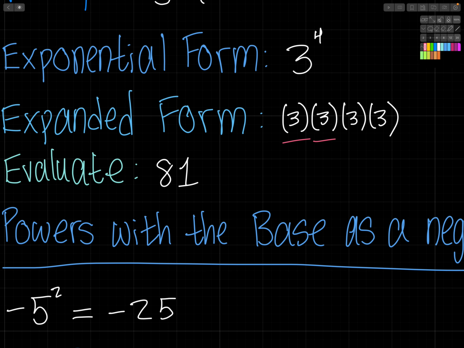So now you know how that works. Now we have negative 5 to the exponent 2 equals 25.